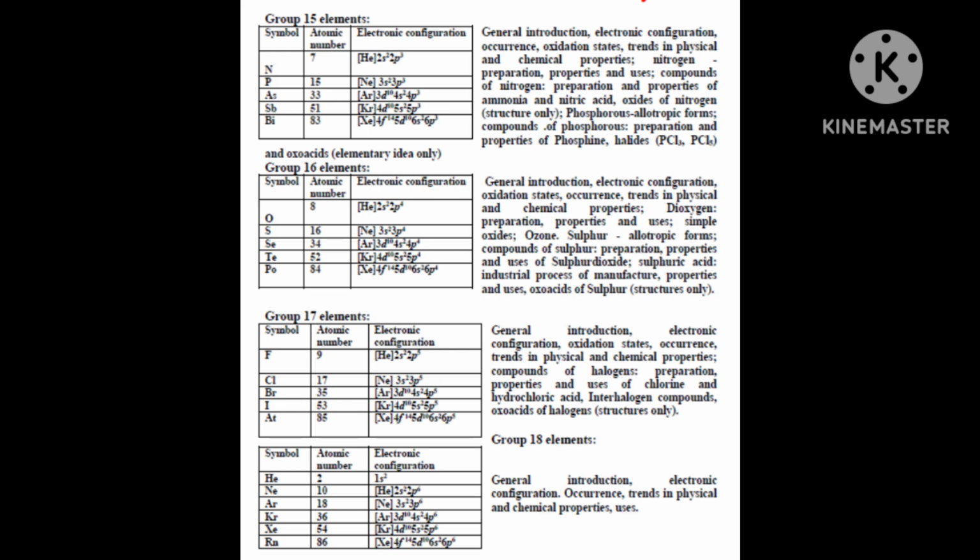Aluminum can form 3+ ions. It can lose 3 electrons. In fact, aluminum is a highly electropositive metal.